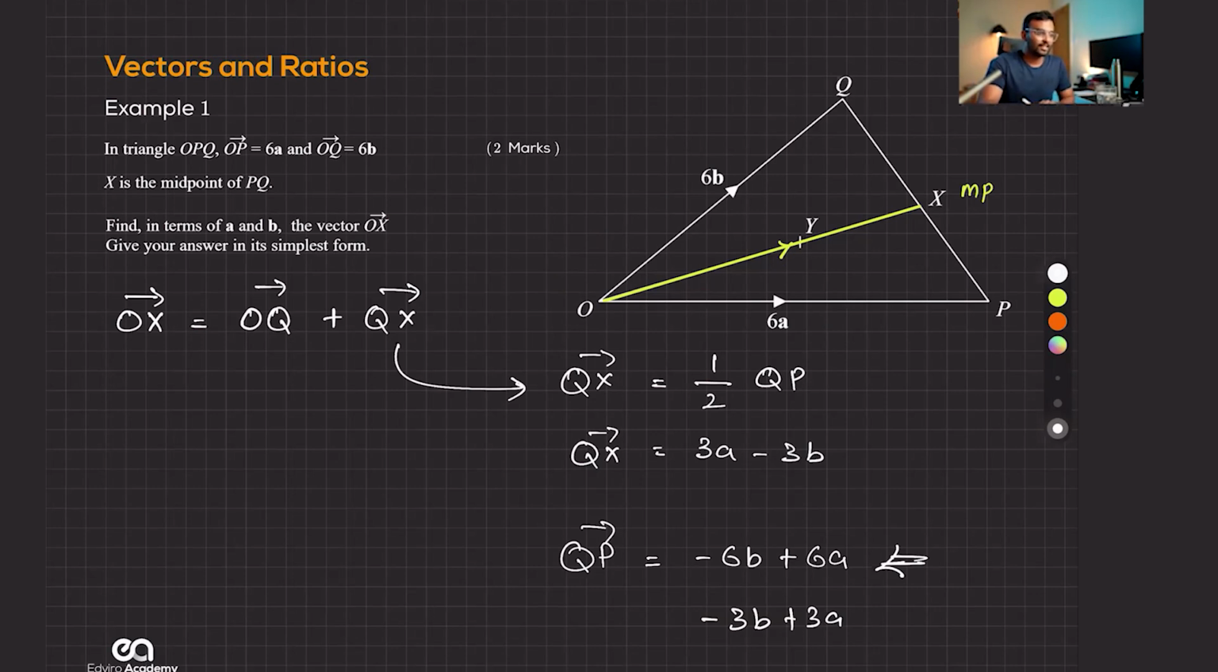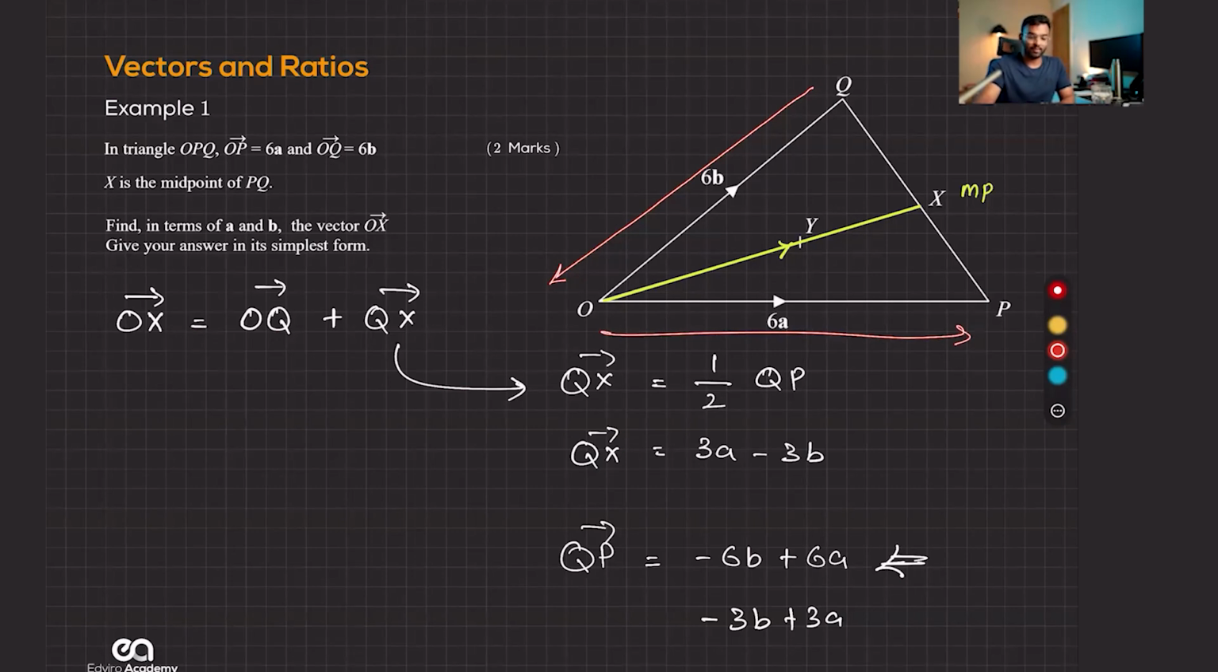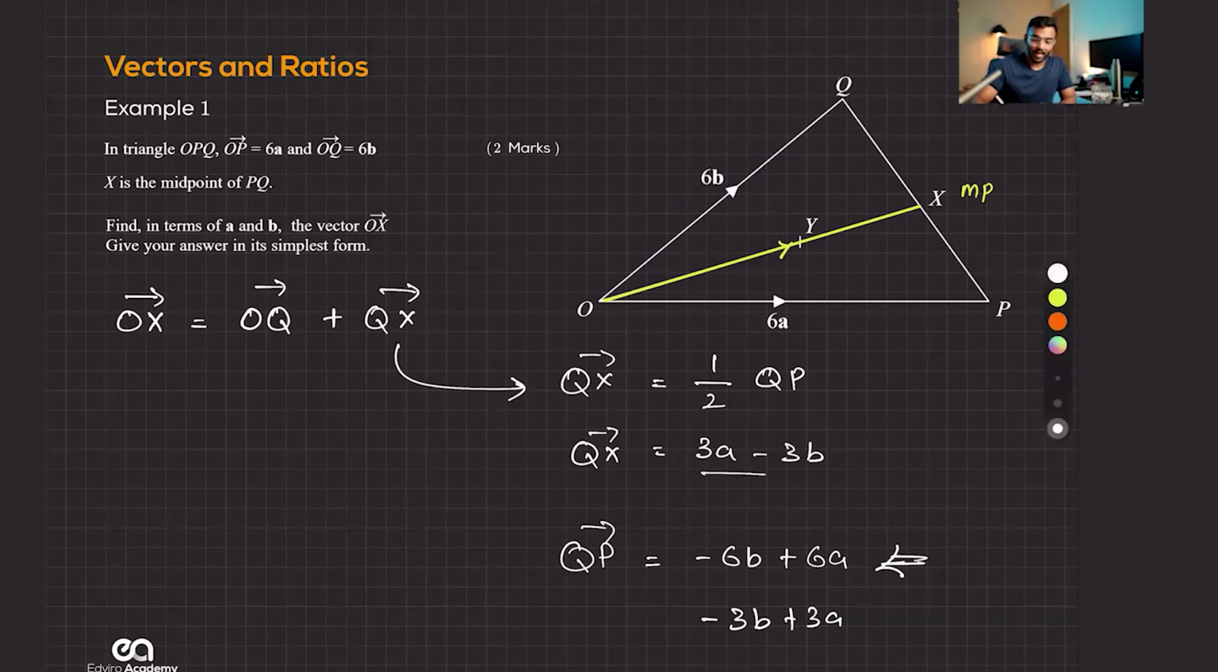Yeah? How many of you got so far? That's what I said. No, it wouldn't be. We are finding QP. We're going like this. Minus 6b, opposite direction. And then we are going like this. And we're dividing it by 2 because it's the midpoint. Midpoint is right at the middle. Okay? Right, cool. So now we have that.